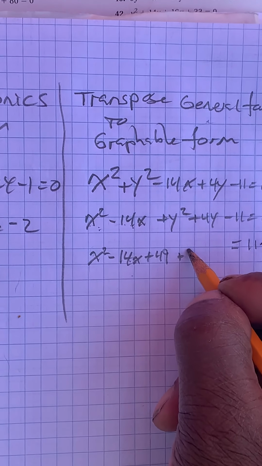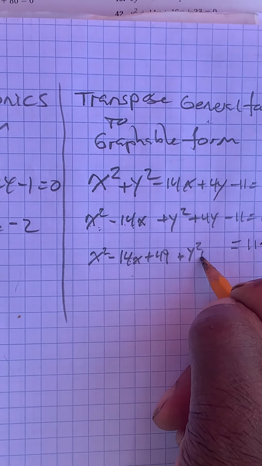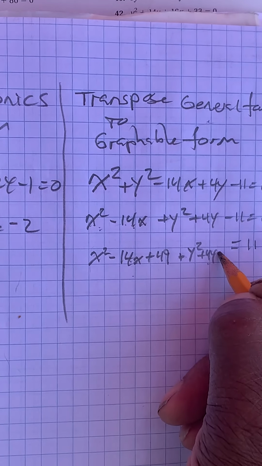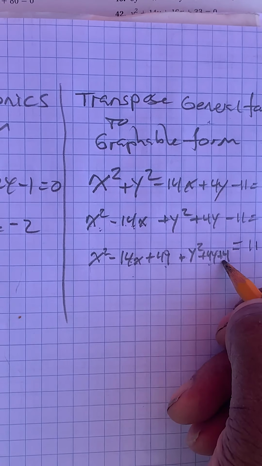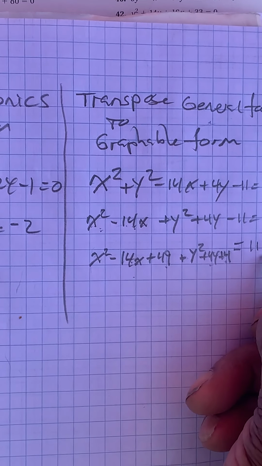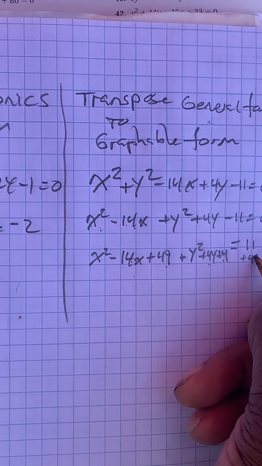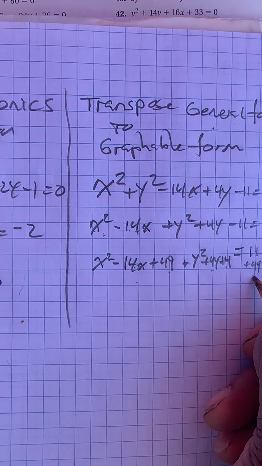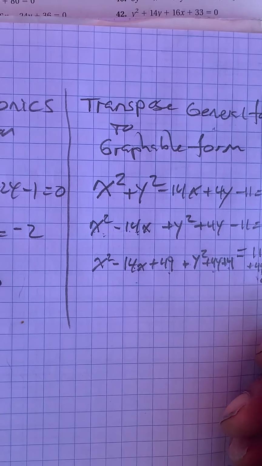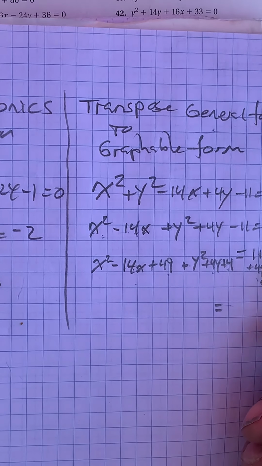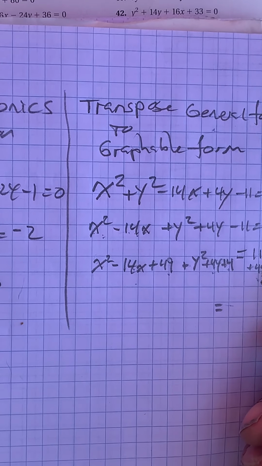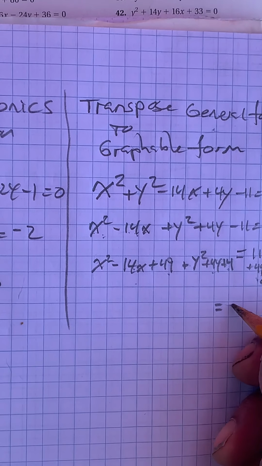Plus the y squared plus the 4y. And half of 4 is 2. 2 squared is 4. But then we've added these two numbers, the 49 and this 4, so we have to add them on to the other side. So now not only is it equal to 11, but it's also equal to 49 plus 4. So 11 plus 49 is 60, plus 4 is 64.